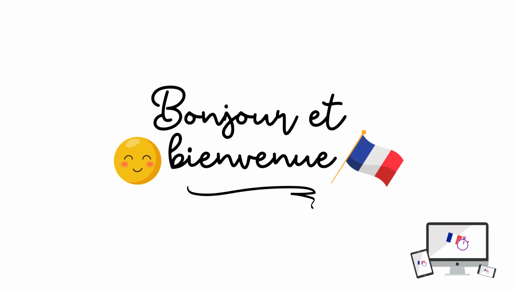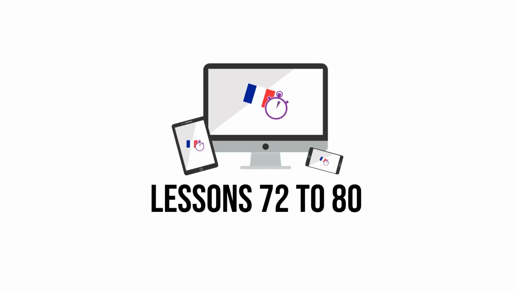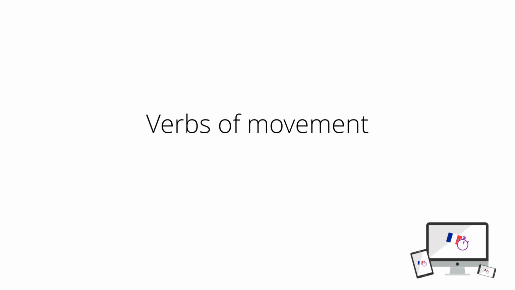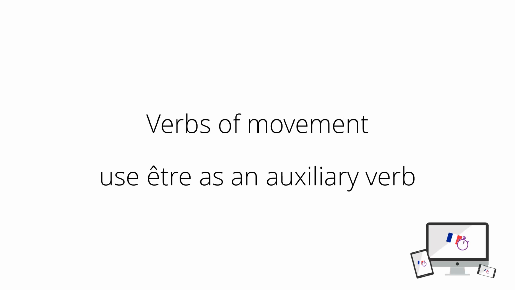This course is the 9th in the 3-Minute French series, and it consists of lessons 72 to 80. In this course, we're going back to the present perfect tense, and we're going to look at a group of verbs that don't use avoir as their auxiliary verb. These verbs are called the verbs of movement, and they use être as their auxiliary verb instead. By using être as an auxiliary verb, it means there are a couple of things to consider when conjugating the verbs of movement into the past tense.